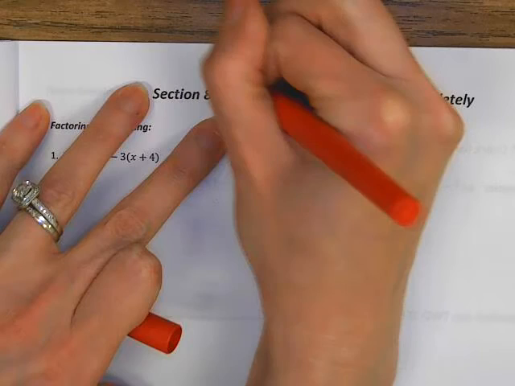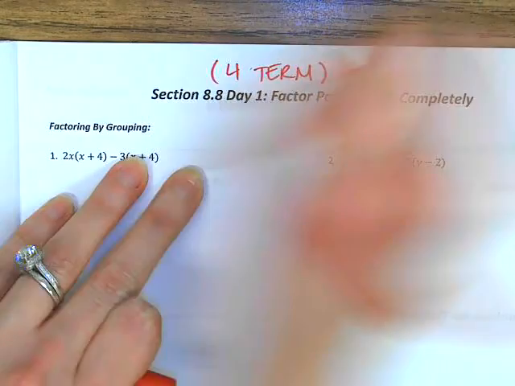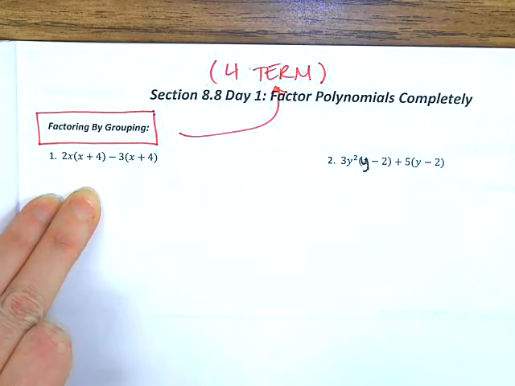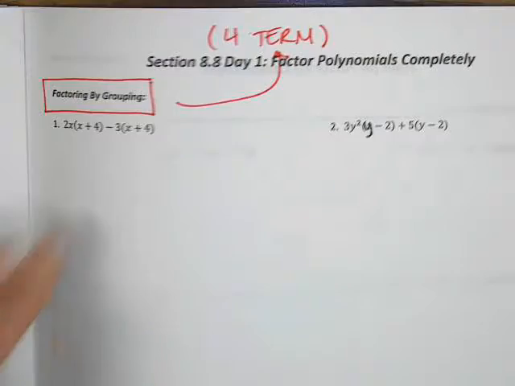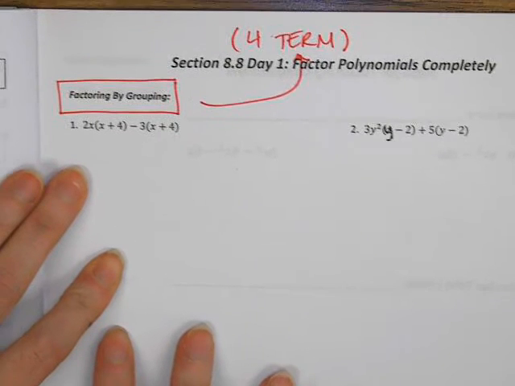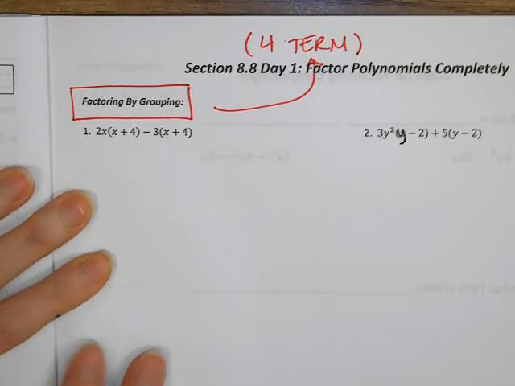So maybe we write that at the top. This is four-term factoring, and it's called factor by grouping. This is when you have four terms. But first we're going to introduce something special about it, so we're not really going to do it yet.